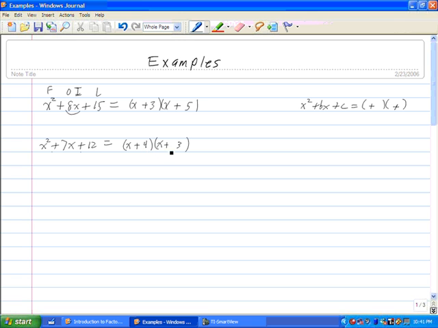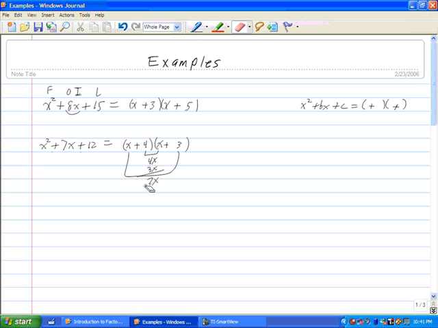You could have guessed 3 and 4. Sometimes guessing them in a different order will make a difference. Sometimes it won't. The only thing you can do is try them both. Alright, so the x squared is correct. The 12 is correct. Let's check the middle. Here we've got a 4x. Here we've got a 3x. That adds to be 7x. And that's a correct answer.